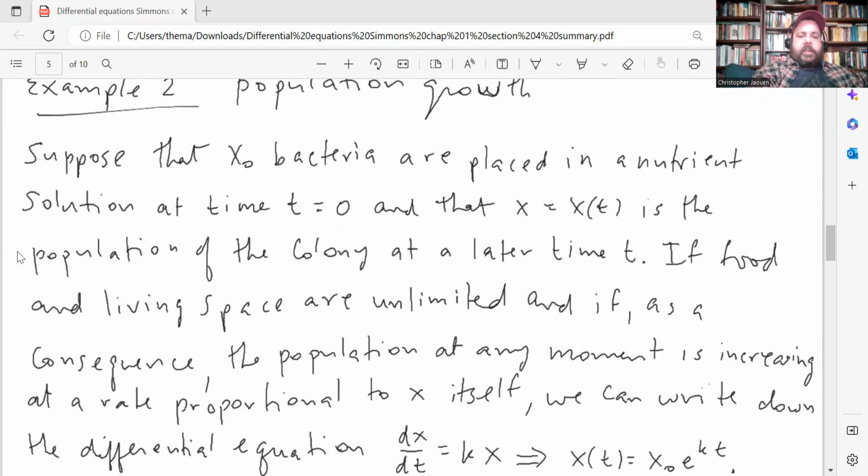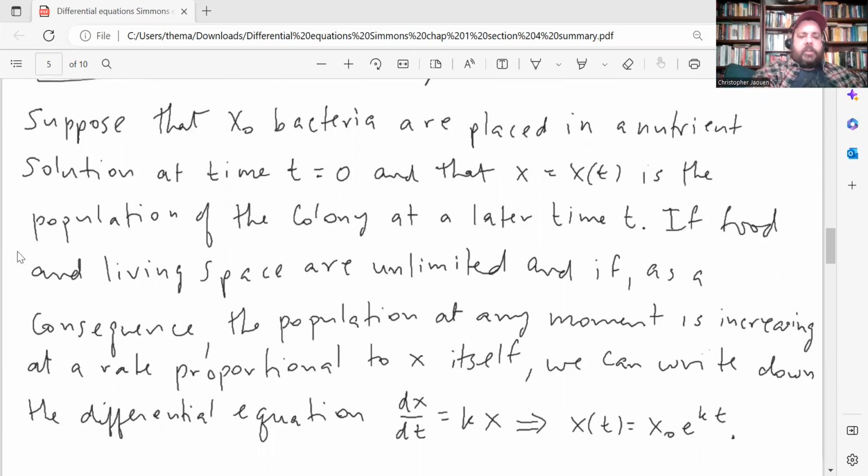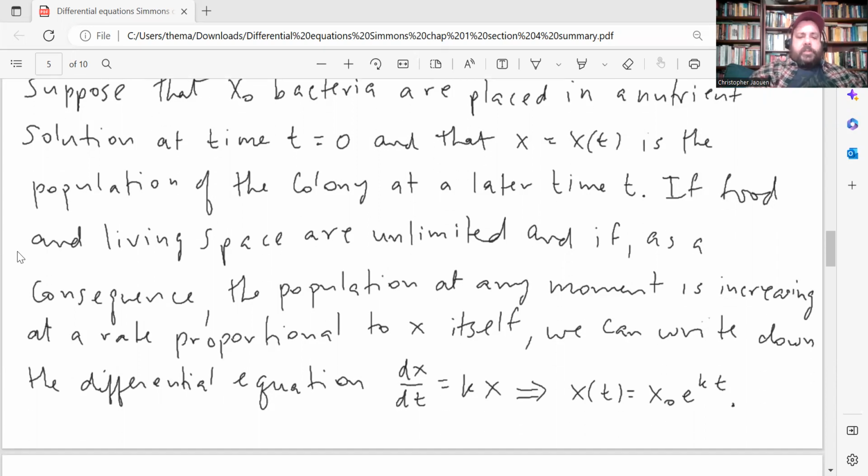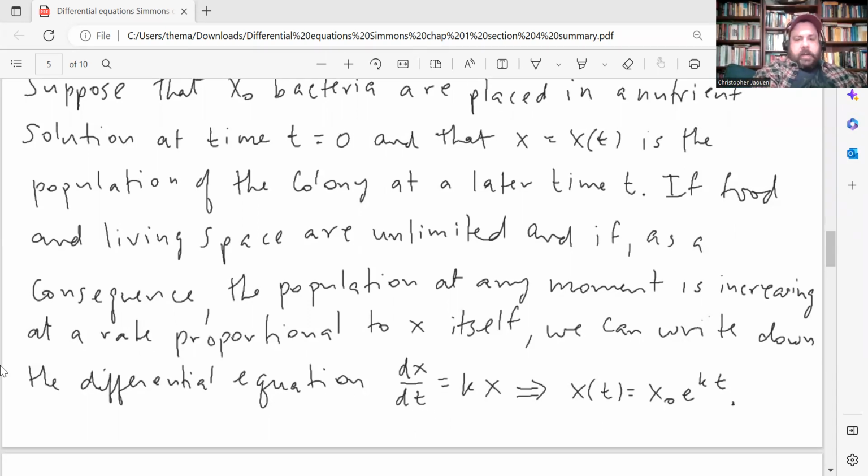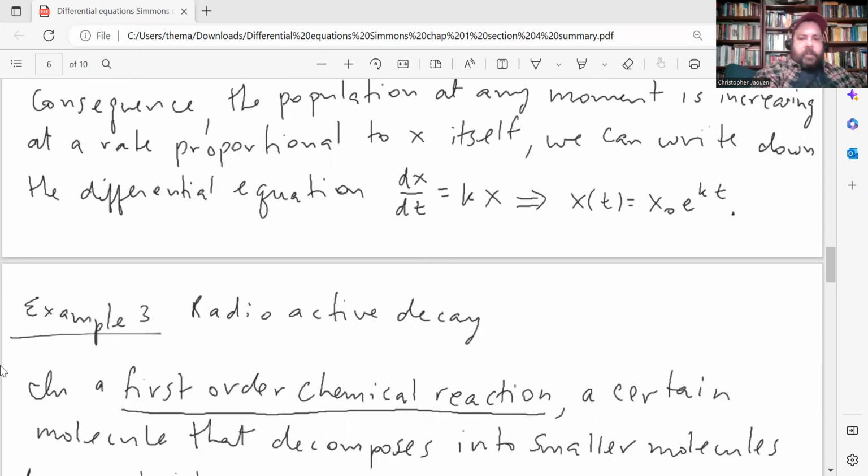If food and living space are unlimited, and if as a consequence the population at any moment is increasing at a rate proportional to X itself, we can write down the differential equation dX/dt equals kX. So the rate of change is proportional to the population size at time t. And then if you solve this, he stated above that the solution is this. This is an easily solved differential equation by separating variables, as are all the differential equations in chapter 1. So you get an exponential growth model for the population.